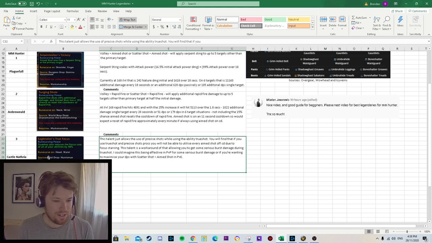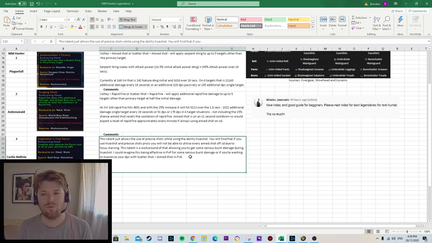So the third one, I think the main reason I've put this is because I don't really know how this is going to perform exactly, but one of the problems Hunter sort of has is when we use our true shot ability, we get focus starved because we're not able to use precise shots. So this legendary will help address that issue. So basically, you'll find that if you use true shot and precise shots procs, you will not be able to utilize every aim shot off of cooldown due to focus starving.